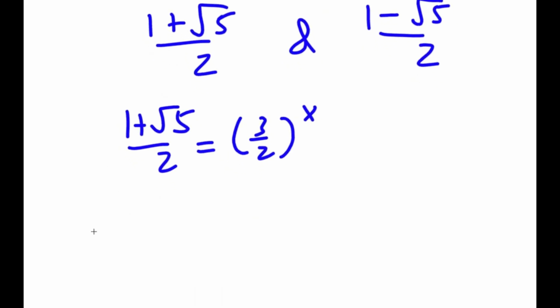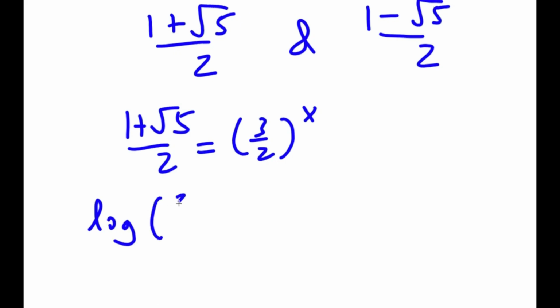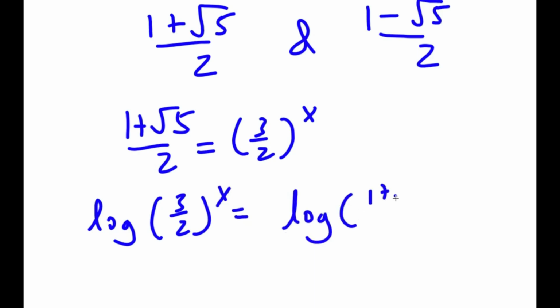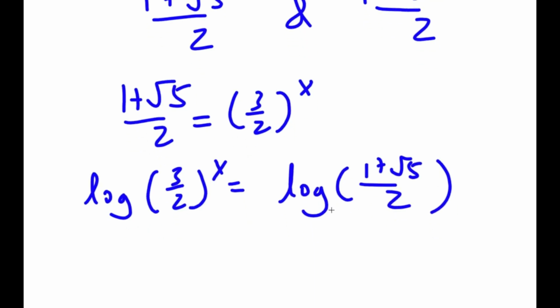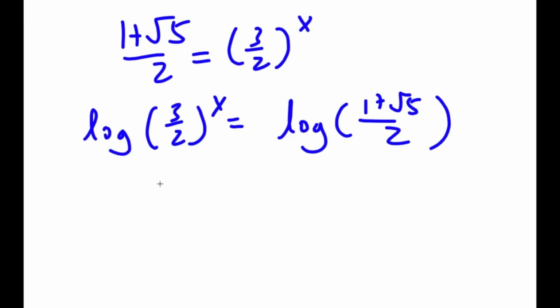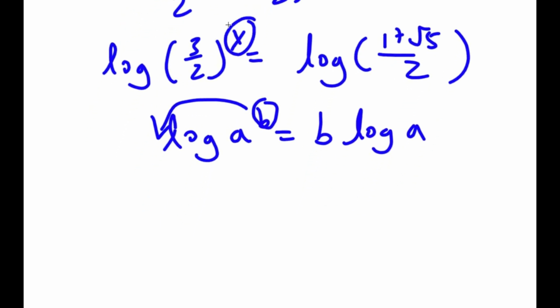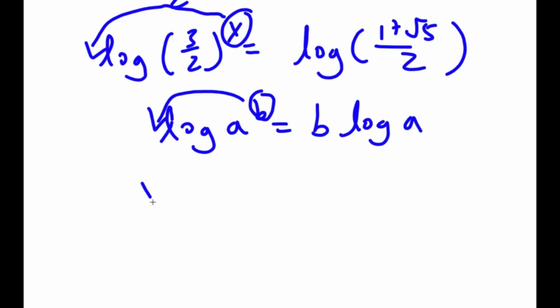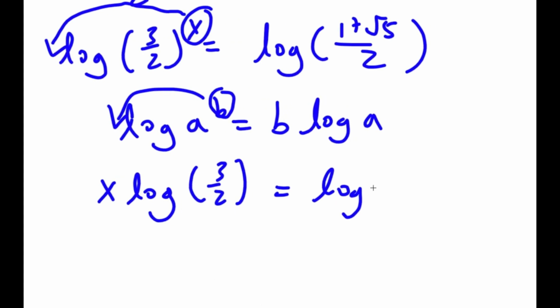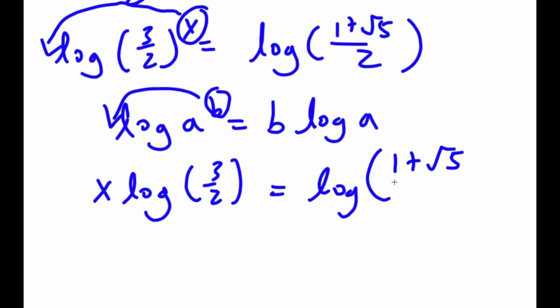So what I'm first going to do is take the log of both sides. So I have log of 3 over 2 to the power of x is equal to log of 1 plus square root of 5 over 2. Now if I have something in the form log a to the power of b, I can move this exponent b to the front of the logarithm. So this would equal b times log a. So now I'm going to move this exponent x to the front of the logarithm. So now I have x times log 3 over 2 is equal to log of 1 plus square root of 5 over 2.